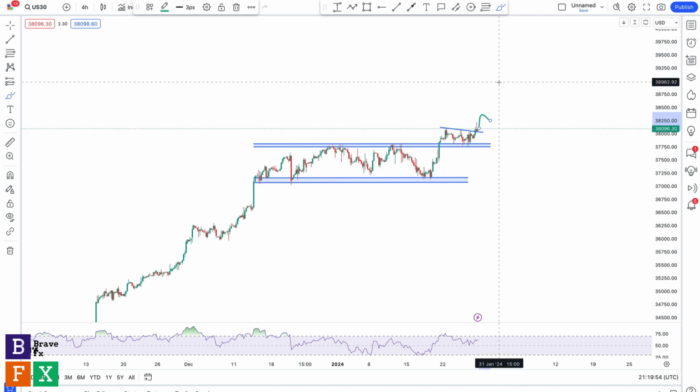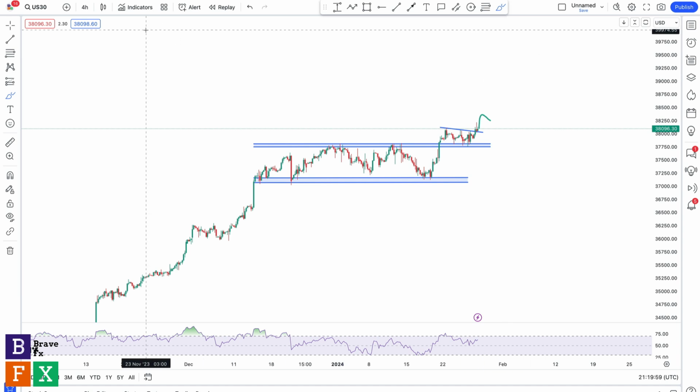So going higher like this. So this would be a good opportunity to go long. So remember, I may be wrong.